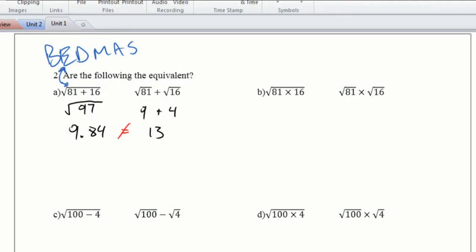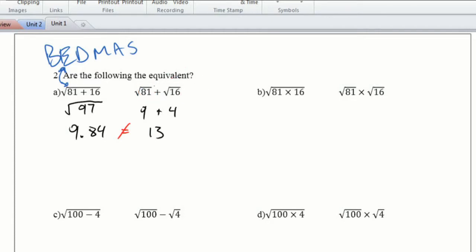So I have to do everything inside the brackets first, or inside the radical. So I'm going to do my addition first. And then this one I have to do these separately. Hopefully that makes a little sense.